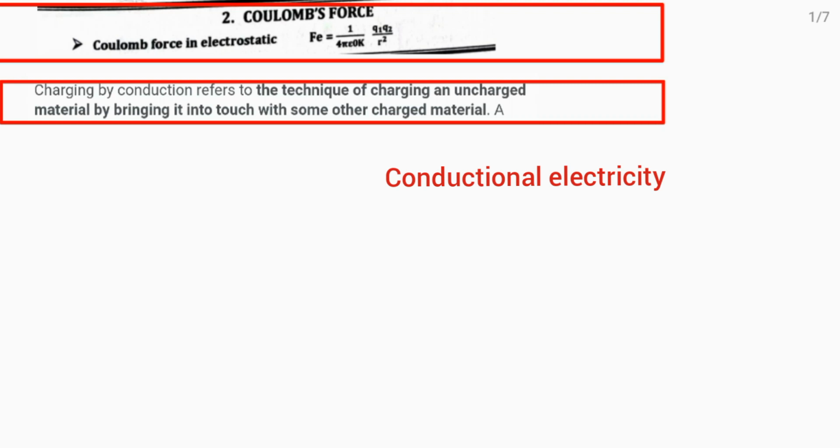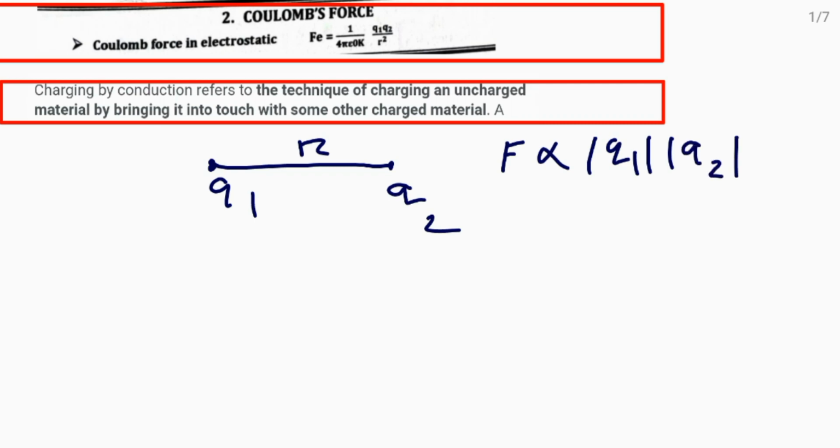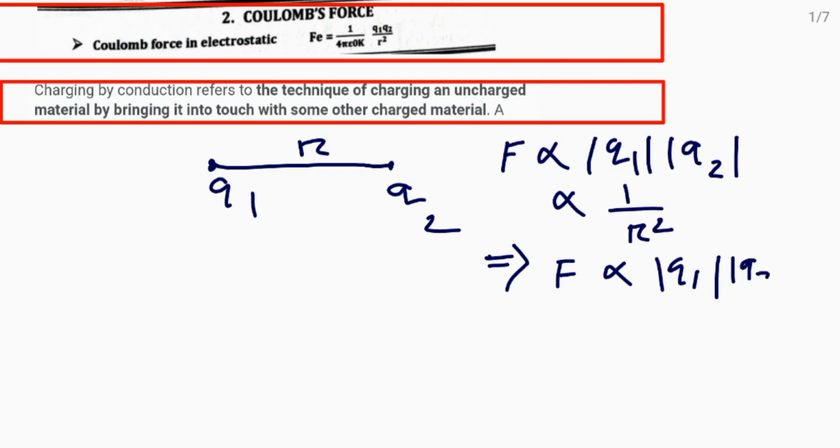So Coulomb's law states that if there are 2 point charges Q1 and Q2 separated by a distance r, then the force of interaction between them is directly proportional to the product of the magnitude of their charges and inversely proportional to the square of the distance between them. If we combine these two, it will be F proportional to modulus Q1 modulus Q2 by r square, and this proportionality can be converted to equal by multiplying a proportionality constant.